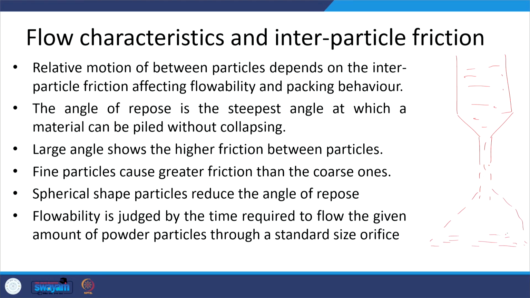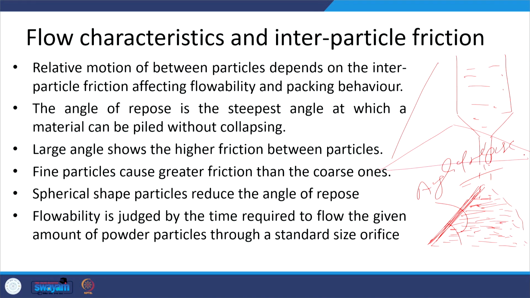So, on free pile up, there will be a heap of the powder particles. Depending upon the friction, it will pile up like this. The angle of the surface that is produced is known as the angle of repose. If the friction at the powder particle interfaces is high, the angle of repose is high. If the friction between the powder particles is less, then the angle of repose will be less. Okay, so the angle of repose is used as a parameter to quantify the interparticle friction.